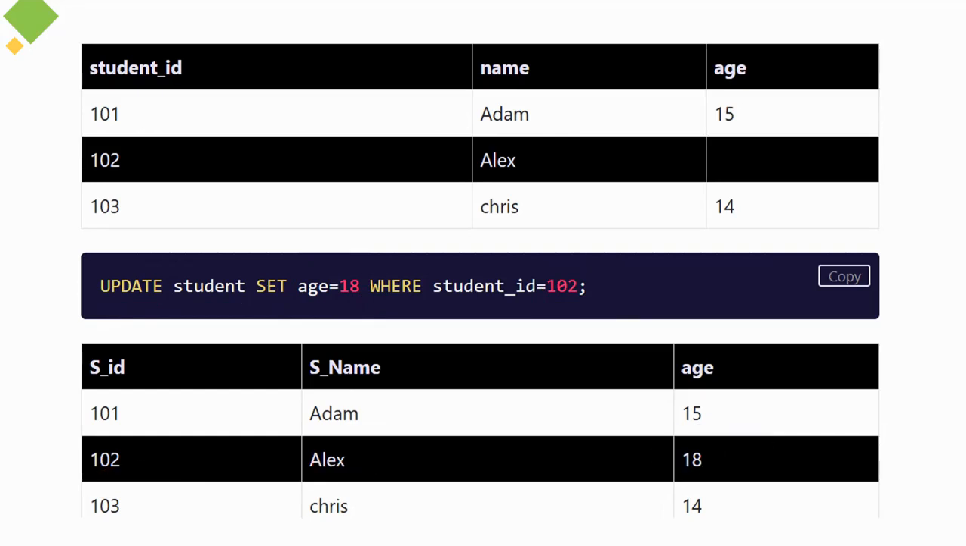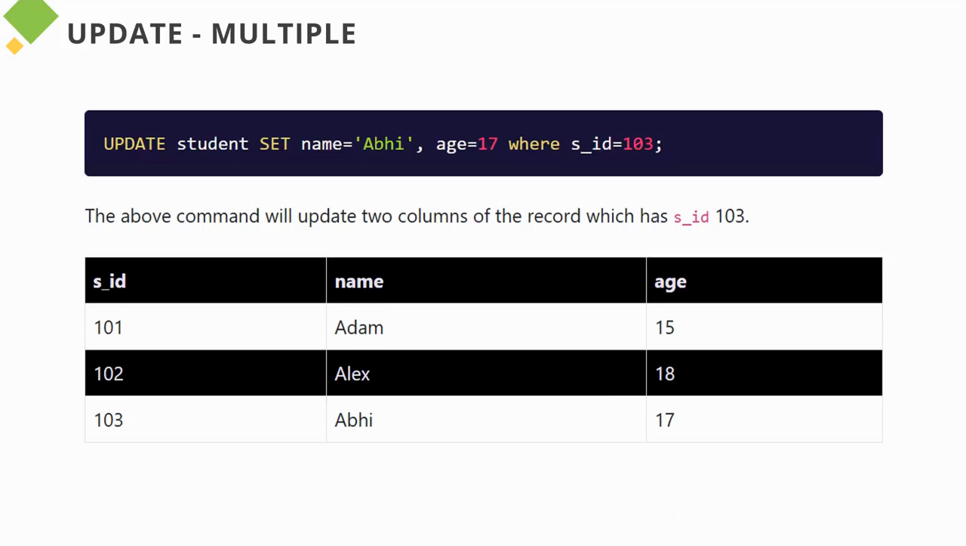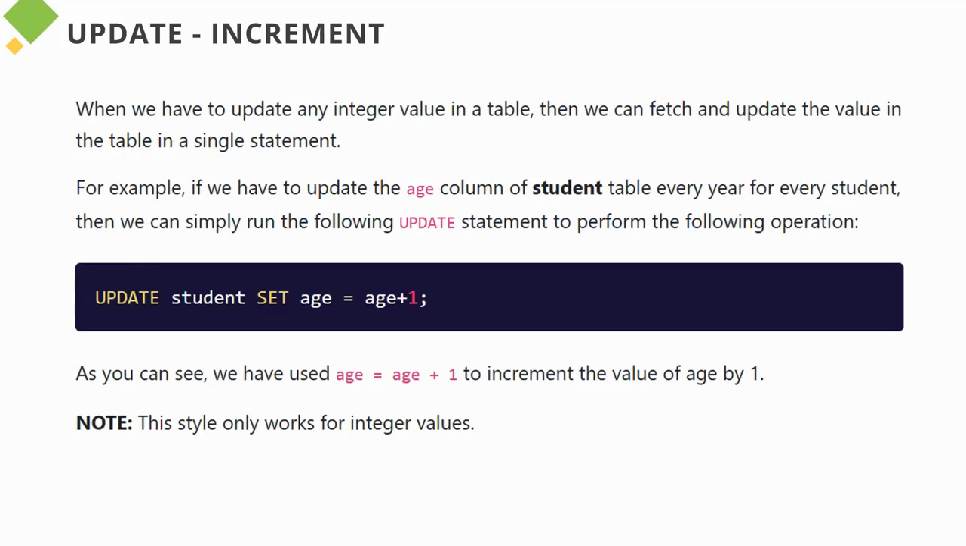And for this, now 102, Alex has this value filled with 18. It's like filling values. If I need to update multiple columns, I can also use UPDATE SET name equals Abhi and age equals 17 WHERE ID is 103. You can update multiple columns, a single column, or the whole table. It's up to you. And for an increment, you can also set age equals age plus 1.